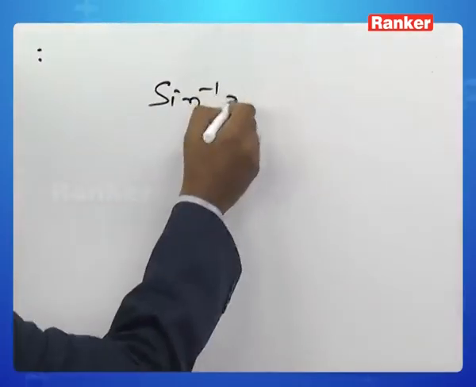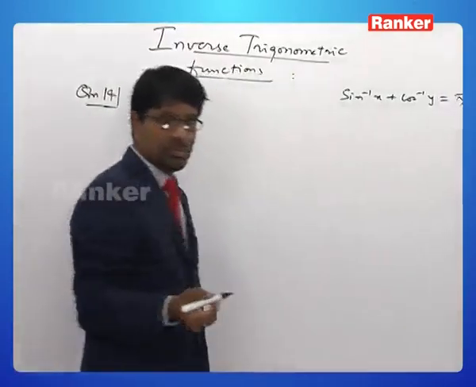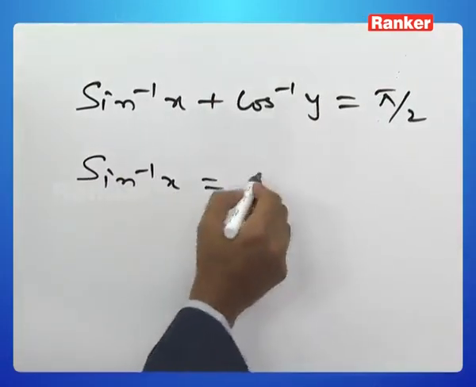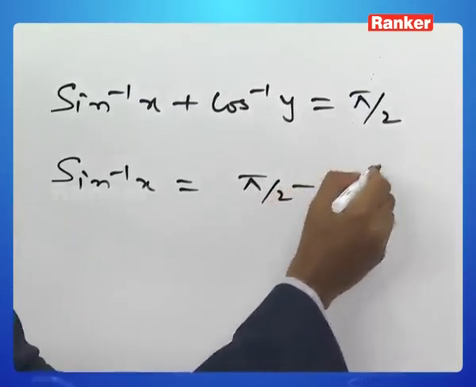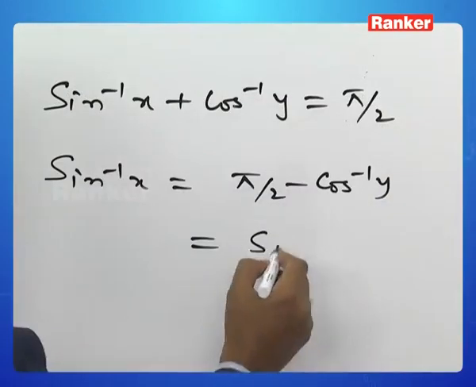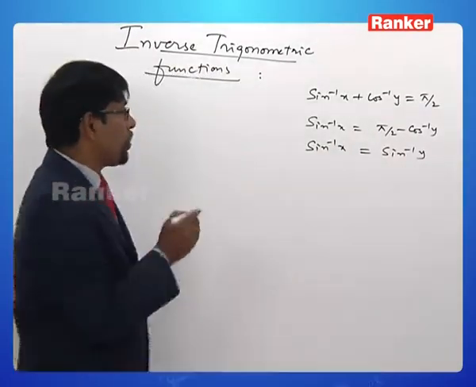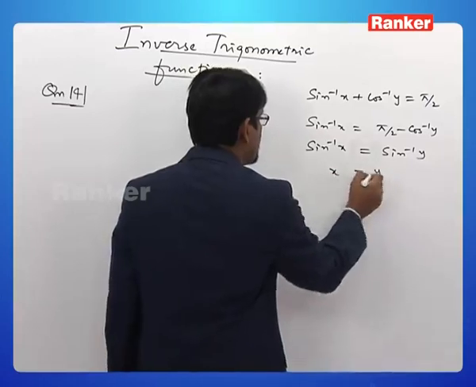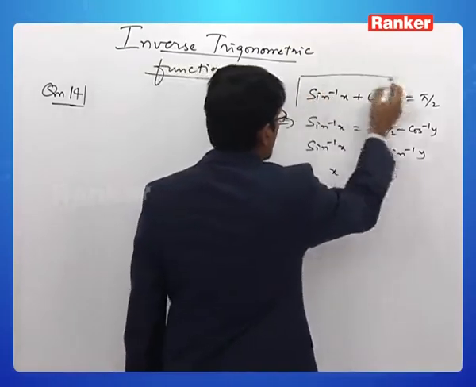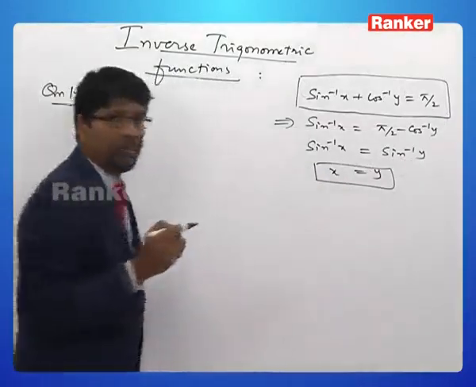Sine inverse x plus cos inverse y is equal to pi by 2. Suppose we are looking at such an equation. I can write it in the form sine inverse of x is equal to pi by 2 minus cos inverse y. But what is pi by 2 minus cos inverse y? That is sine inverse y. So sine inverse x is equal to sine inverse y. You could apply sine both sides and you get x equal to y. So whenever sine inverse of x plus cos inverse of y is given to be pi by 2, we can conclude that x has to be y.